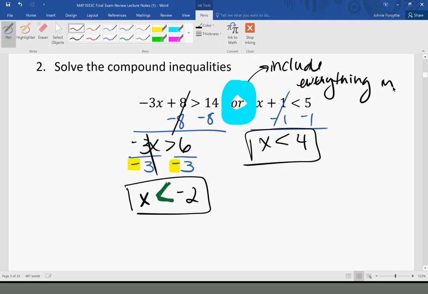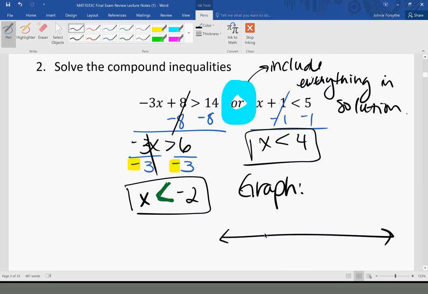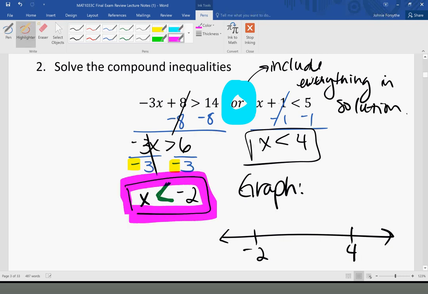Everything in the solution. So let's graph it first to see what's going on. So I'm going to use, let's see, we have negative 2 and then we have 4. Let's focus on this one. X is less than negative 2. So since it's less than, we're going to use a parentheses, and all the values less than negative 2 are to the left. So this is this first interval here, like that.